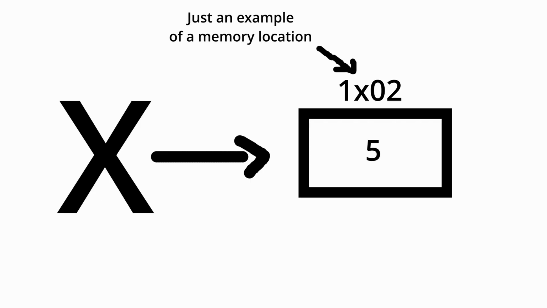When you assign a value to a variable, you're actually assigning that value to a memory location on your computer. And here's just a quick visualization of what's going on behind the scenes of a variable. Don't get too worked up over what the 1x02 means, it's just a memory location name, don't worry about it.